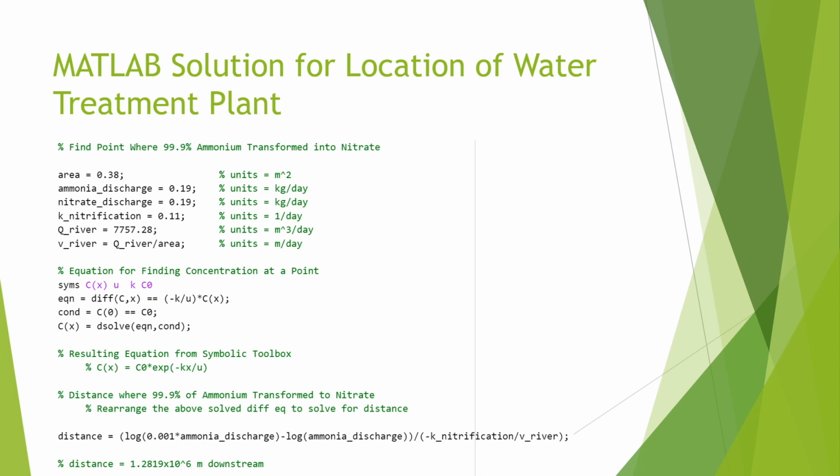And now that we have this equation, we can find the distance where 99.9% of ammonium is transformed into nitrate by rearranging this differential equation to solve for distance instead of concentration, because we know our initial concentration, and we know that we want it to decrease by 99.9%. So then we are able to find that the distance it takes for the nitrification to completely occur for ammonium is 1.2819 times 10 to the 6 meters downstream.